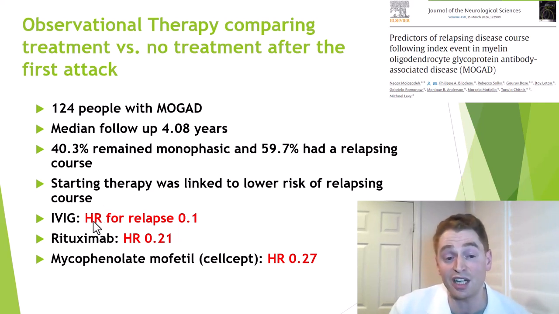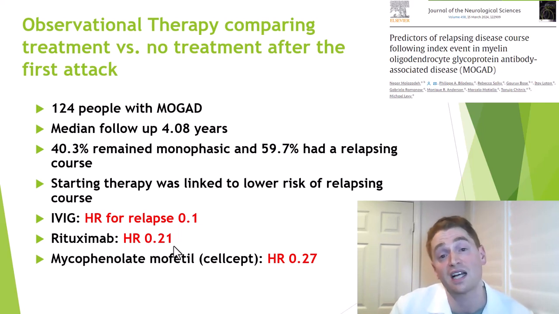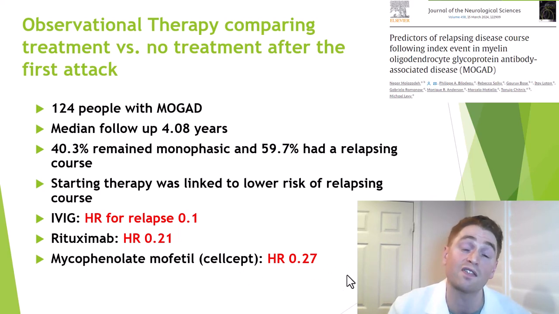So for IVIG, the hazard ratio was 0.1, which is excellent, a 90% reduction. For rituximab, also very good, 0.21, a 79% reduction. And for mycophenolate mofetil, or CellCept, it was 0.27, a 73% reduction. The drugs look fairly effective.